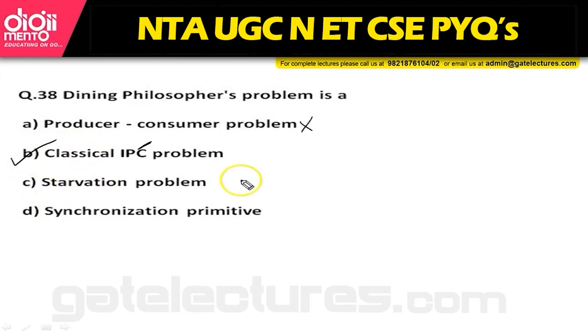This is not a starvation problem and not a synchronization primitive. Clearly option D is wrong, and it is not a starvation problem. Nobody is starved here if we correctly perform our operations. Okay, you need to read the algorithm for this. You can search.